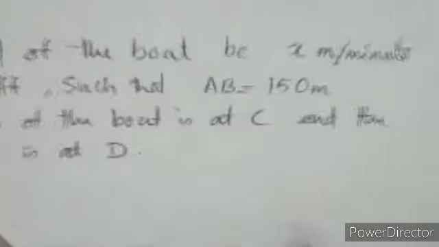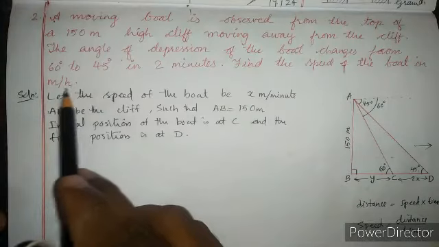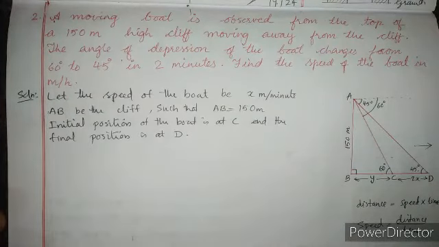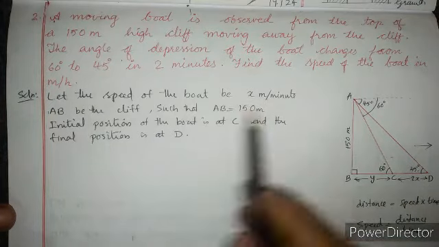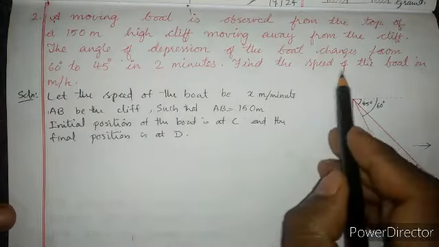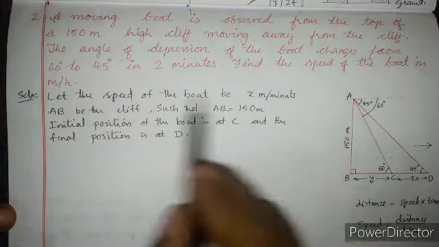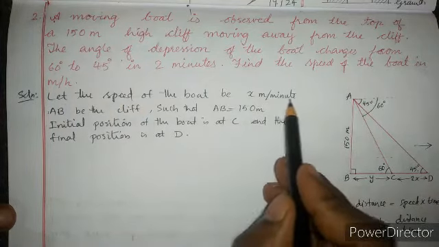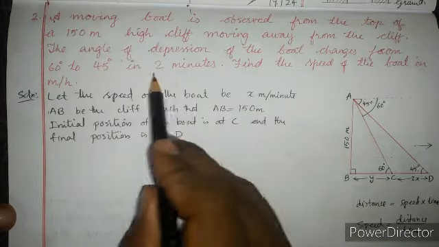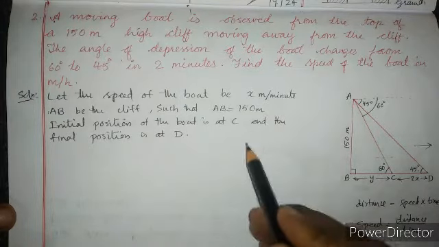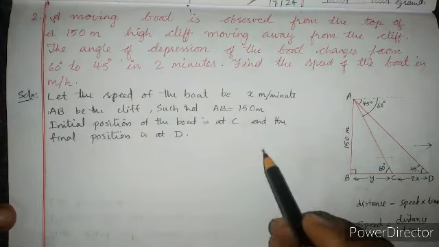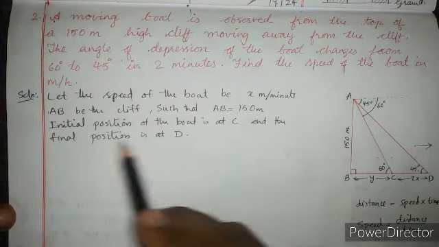Meter per hour. It's not given in meter per hour here, so you have to bring it in meter per hour. Don't forget that, okay? Now we are to find the speed of the boat. So let the speed of the boat be x meter per minute. We are taking it in minutes because here it is given in minute. इधर मिनट में दिया है इसलिए मिनट में ही ले रहे हैं, आखिर में हम उसको hour में बदलेंगे, towards the last.